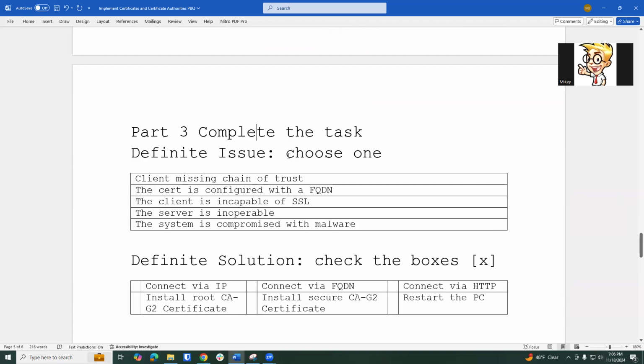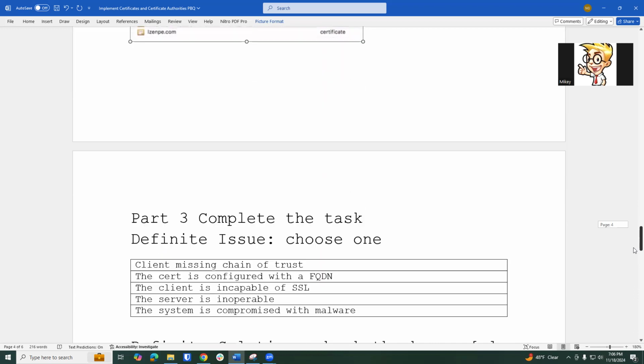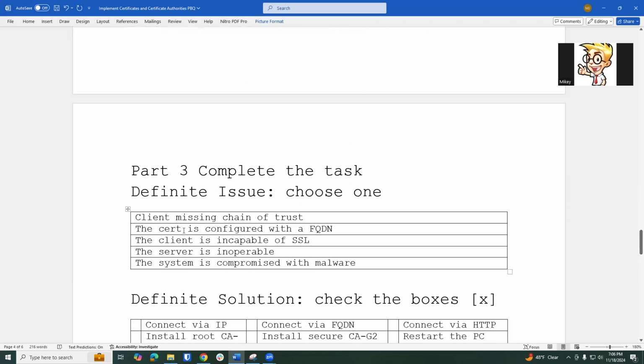Okay, part three, complete the task. Definite issue. You have to choose one. So going off this problem here, this is server side, this is client side. What's wrong? The cert is configured with a FQDN. The client is capable of SSL, server is inoperable. System is compromised with malware. Oh, I missed the first one. Client is missing chain of trust. So same multiple choice answers as above, but we choose a different one here.